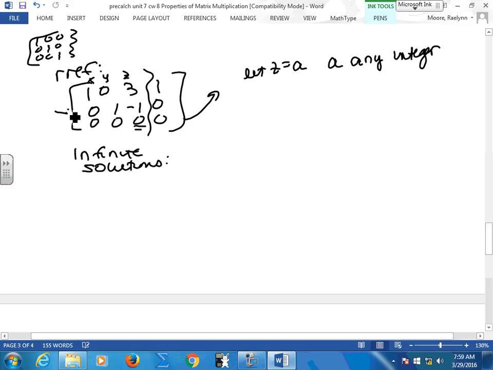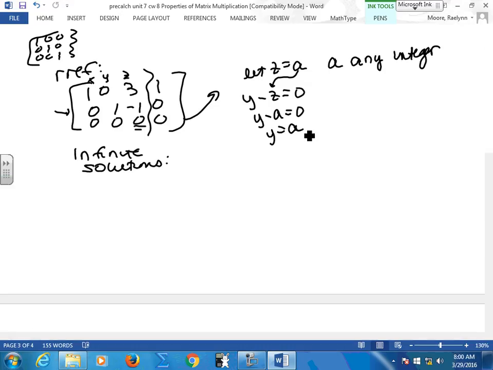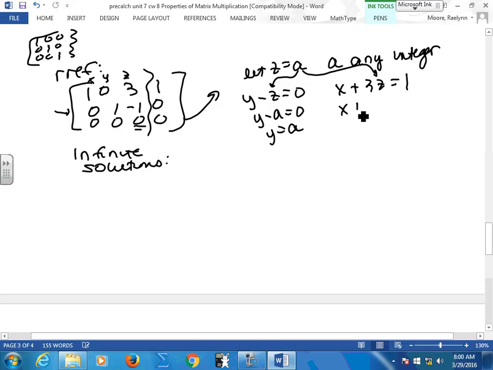So the second one says Y minus Z equals 0. So all you're going to do is back substitute. You're going to substitute your A into here. Solve for Y. And Y is equal to A. You're going to back substitute again. This says X, and there's no Y, plus 3Z equals 1. You're just going to substitute A into here, and you're going to solve for X. So X is equal to 1 minus 3A.